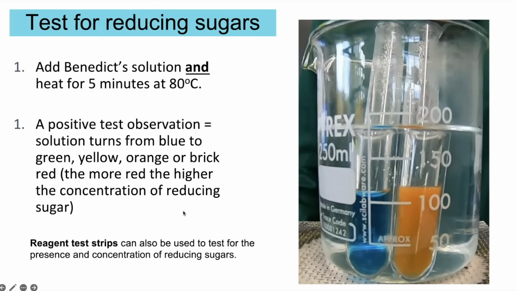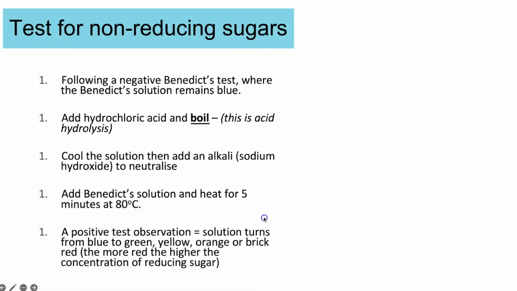To test for a reducing sugar, you need to add Benedict's solution and heat for 5 minutes at 80 degrees C. And you do need to know the duration and the temperature. A positive test observation would be that solution goes from this blue colour to either yellow, green, orange or brick red. And the more red the solution is, the higher the concentration. You can actually also use reagent test strips, and this can be used to test for the presence and concentration as well of reducing sugars.